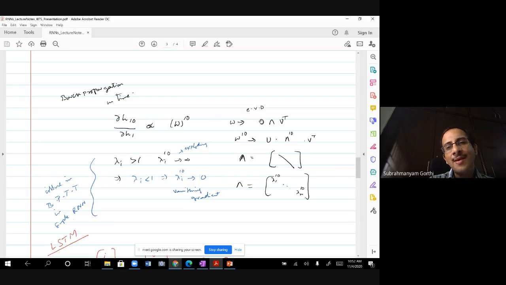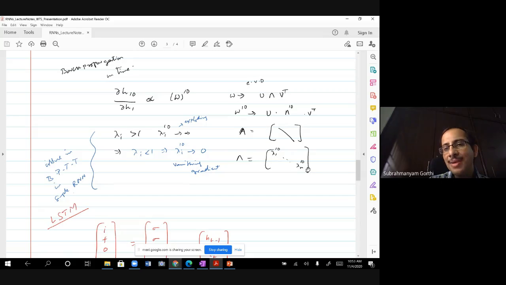Now if I apply eigenvalue decomposition or singular value decomposition to this weight matrix W, I will get U lambda V transpose. Lambda is a diagonal matrix having the eigenvalues of W as diagonal elements. To find W power 10 using this, I can simply write U into lambda power 10 into V transpose, because in eigenvalue decomposition this is a square matrix anyway, and these two are orthogonal matrices. So each of the lambdas is raised to the power 10.